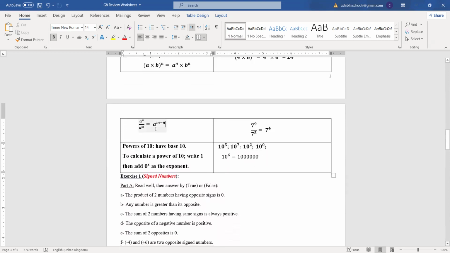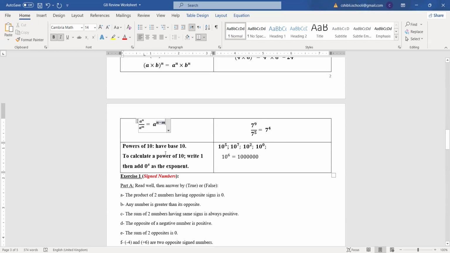Now, the last rule we learned last year: if we have a fraction, in the numerator we have a to the power n, and in the denominator a to the power m. As you can see in this fraction, we are dividing two powers having the same base, different exponents. So this is written a to the power n minus m. We keep the base and we subtract the exponents, n minus m. For example, 7 to the power 9 over 7 to the power 5. We keep the base 7 and 9 minus 5 is 4.